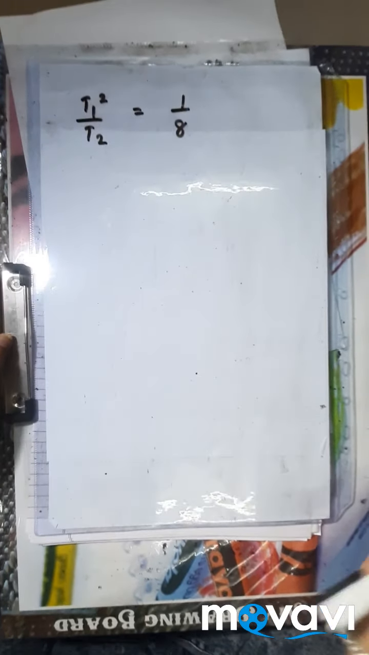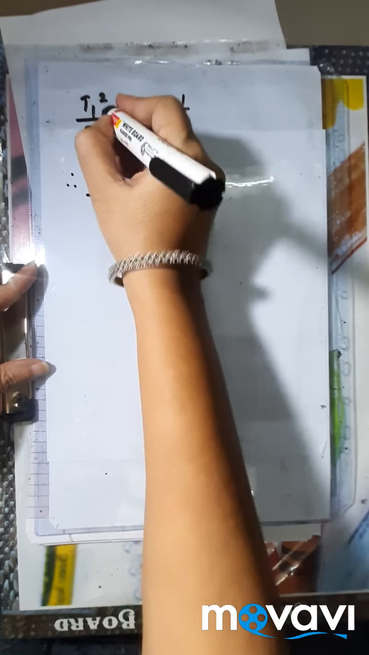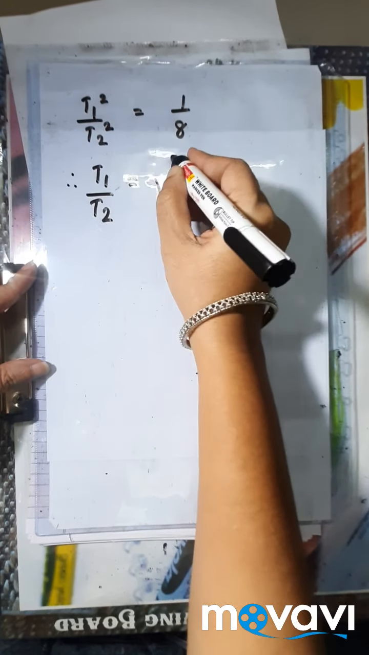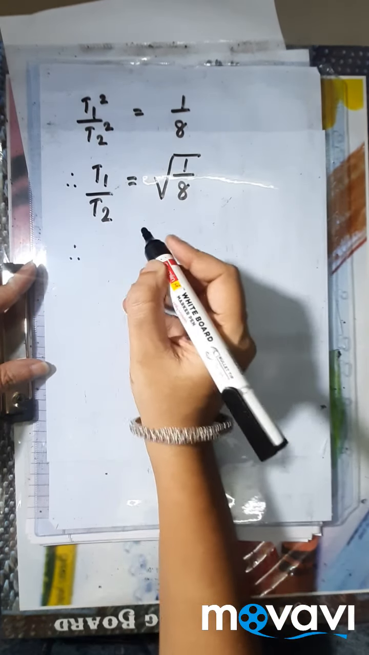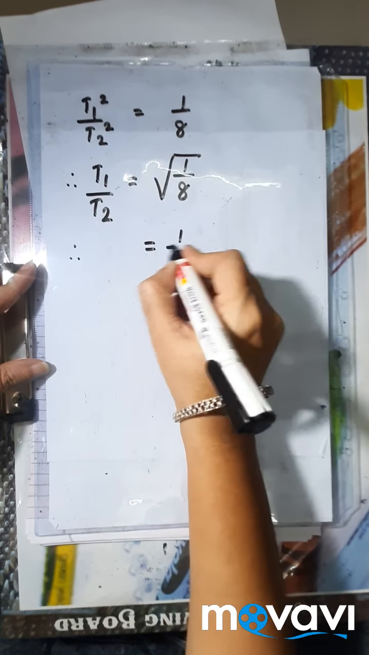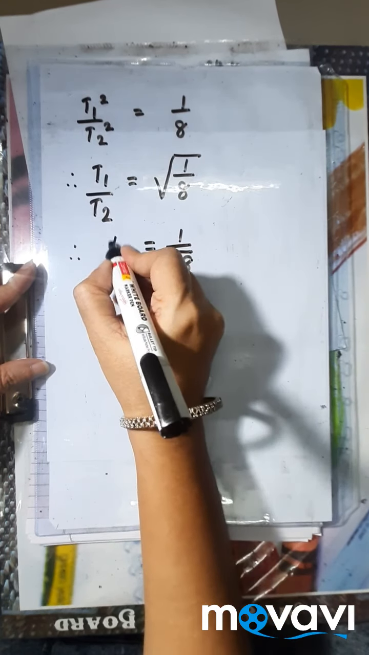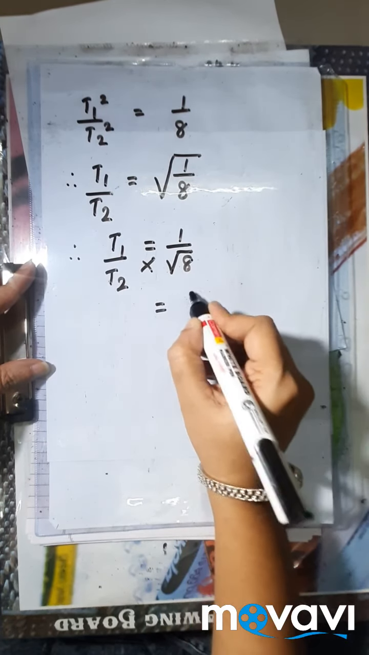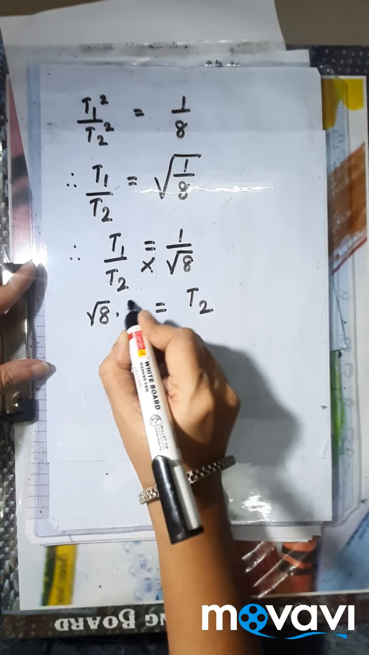Okay, therefore t1 upon t2 is equal to square root of 1 upon 8. Okay, therefore this is 1 upon root 8. Okay, you could find out square root of 8 as 2 root 2, but they have not asked you, so leave it like that. Then you cross multiply. t2 equals root 8 multiplied by t1.